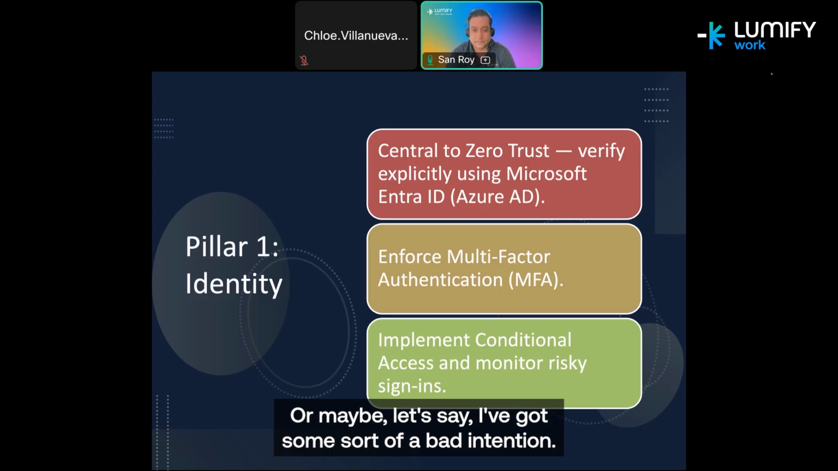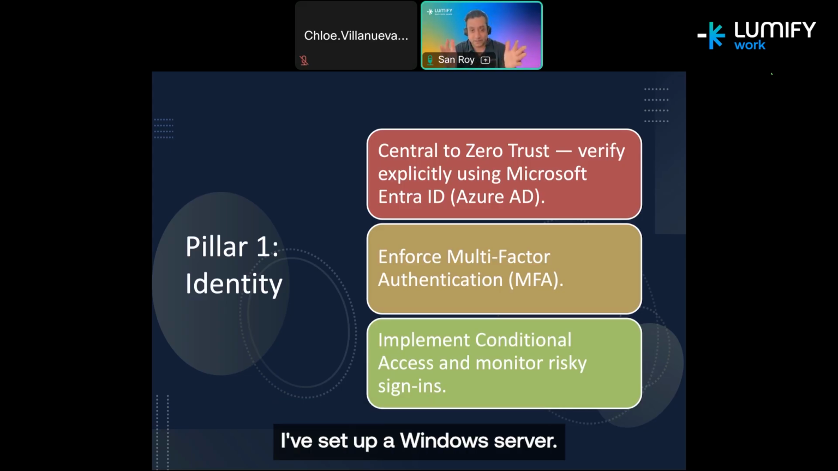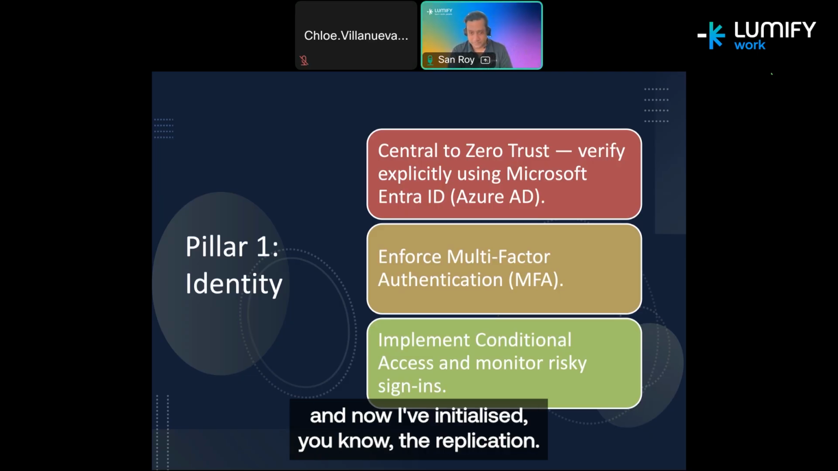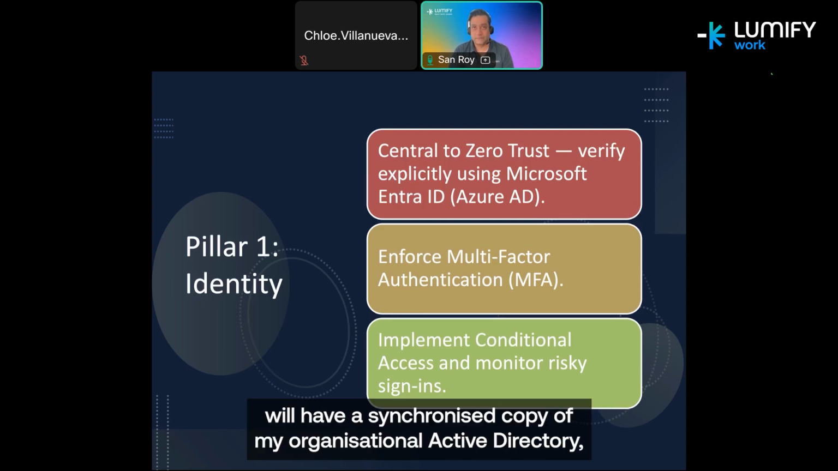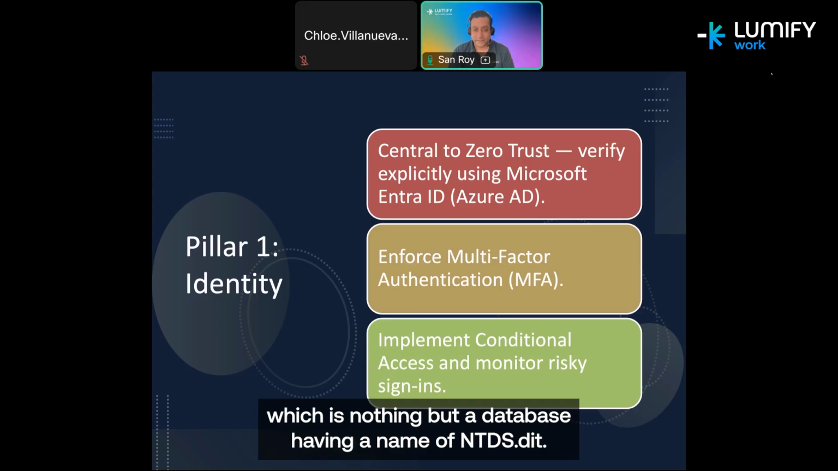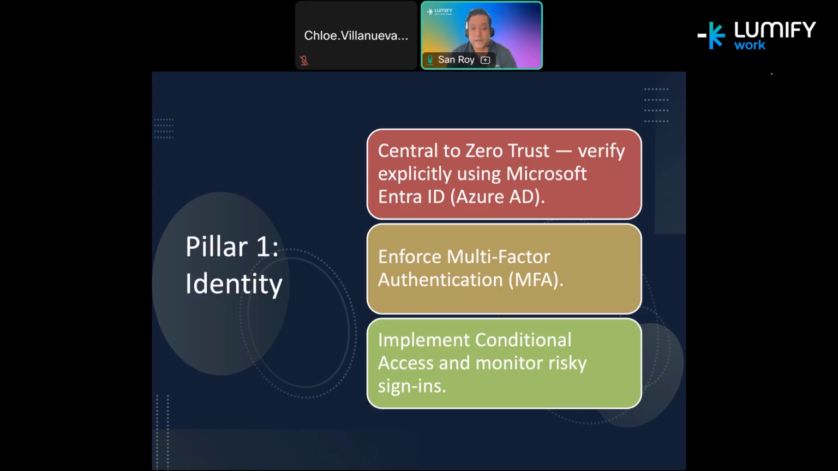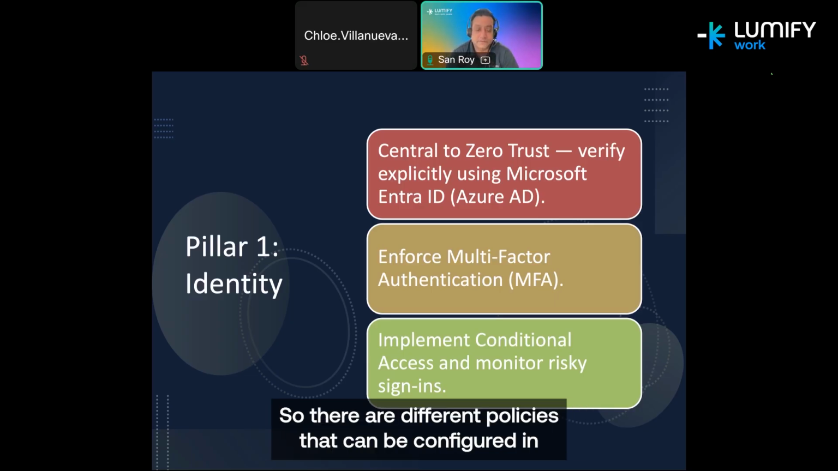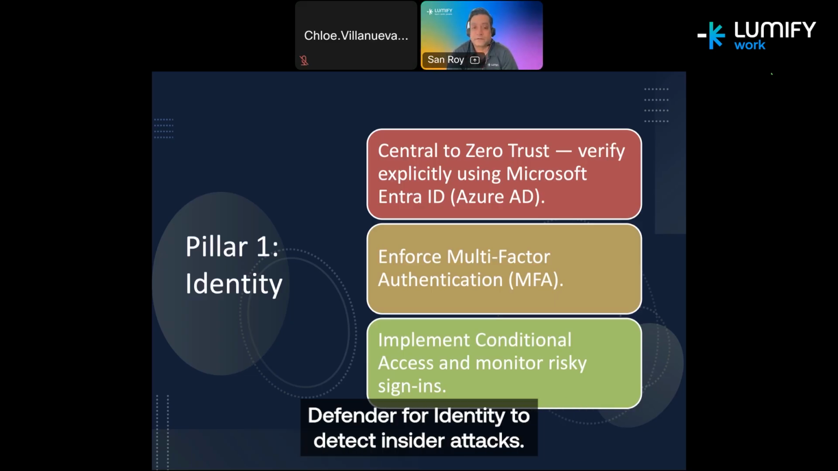Or maybe let's say I've got some sort of bad intention. I've set up a Windows server, promoted it to a domain controller, and now I've initialized replication. We have intra-site replication and inter-site replication, and by doing that, the rogue domain controller which I've deployed will have a synchronized copy of my organizational Active Directory, which is nothing but a database with the name ntds.dit. Microsoft Defender for Identity will pick up insider attacks as well. There are different policies that can be configured in Defender for Identity to detect insider attacks.